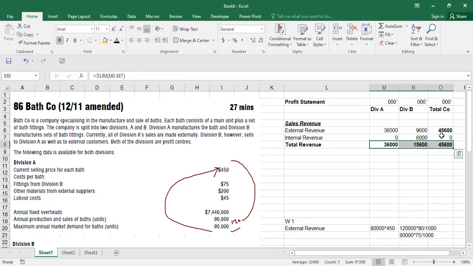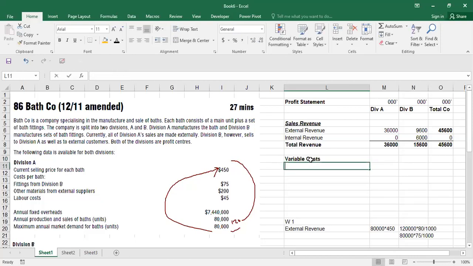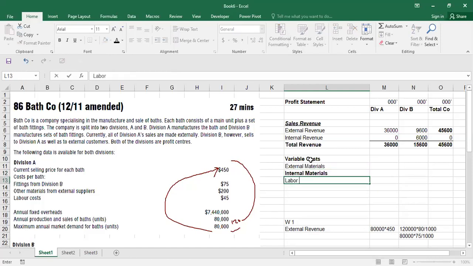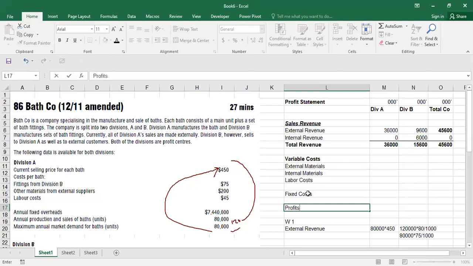What you need to pay attention to is that you do not take internal revenue in totals. The next thing is you will do your variable costs. And your variable costs include, in the question they say external materials, internal materials, and we have labor costs. These are only the three components which they have given us: external material, internal material, and labor cost. And after that, we will charge our fixed costs, and then we will calculate our profits. Okay, this is a very simple profit statement.